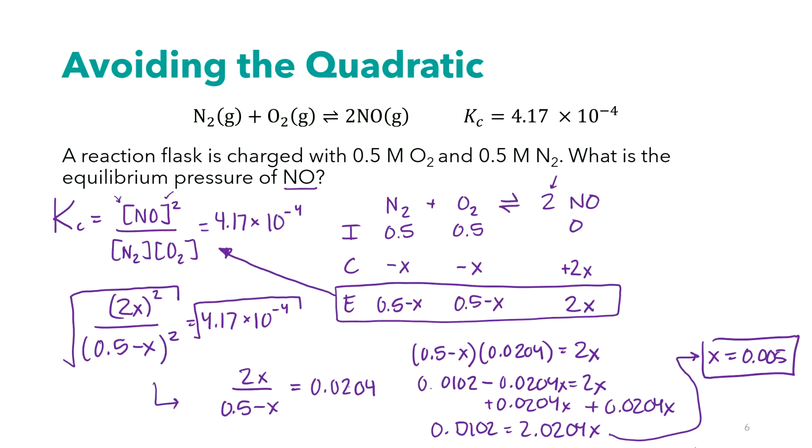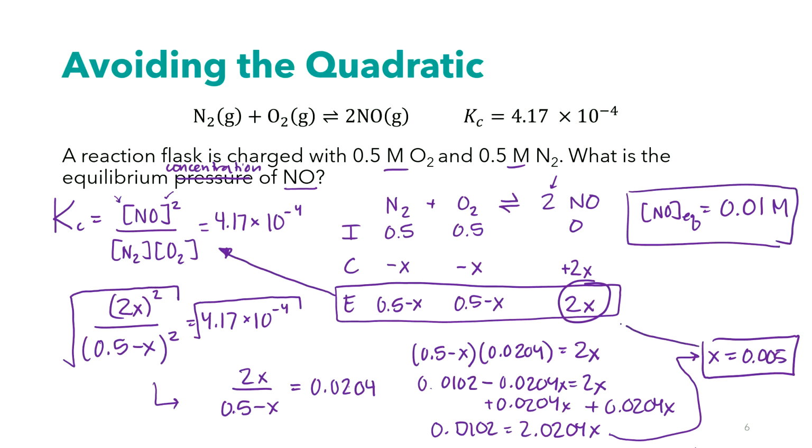We were asking for the equilibrium, and I should have written concentration here. My bad, guys. Concentration, because I was in concentration for my others too. I was asking for the equilibrium concentration of NO, which is 2x. So I found x, and now I got to plug it back in. Okay, my equilibrium concentration of NO is 0.01, 2x. So don't forget that last step.